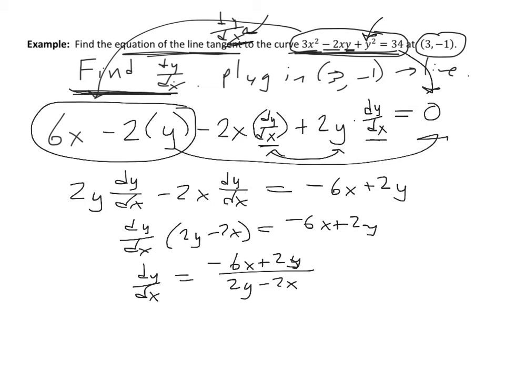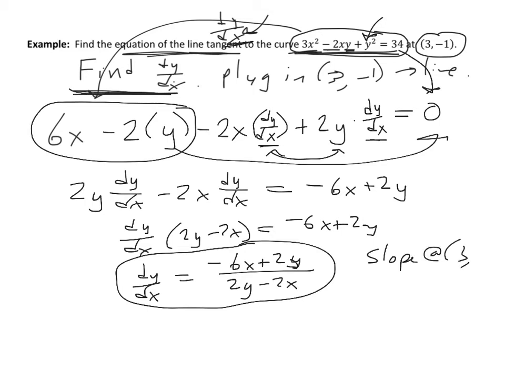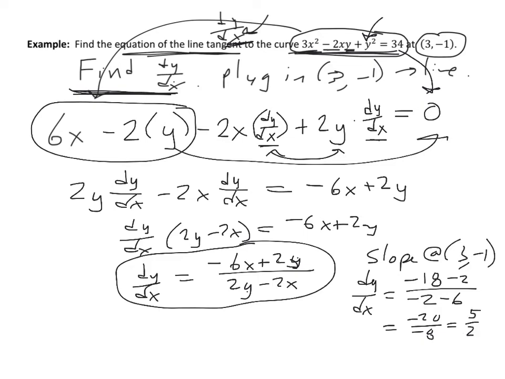I could simplify that more if I wanted to, but this question isn't even asking for us to find dy/dx. This is just like a step along the way. I really needed to find the slope. So to find my slope, I want to find the slope at the point (3, -1). So when I plug those points in, I get that dy/dx is, well, let's see here, negative 6 times 3, that's negative 18. 2 times negative 1, that's minus 2. Over 2 times y, so that's negative 2. And then minus 2 times 3, that's 6. So this is negative 20 over negative 8. Those are both divisible by 4, so I could reduce this down to 5/2.